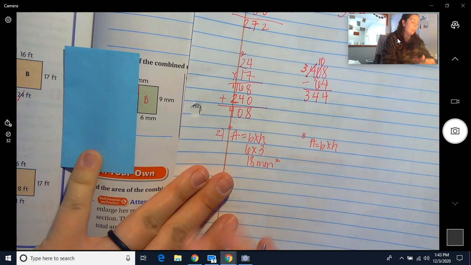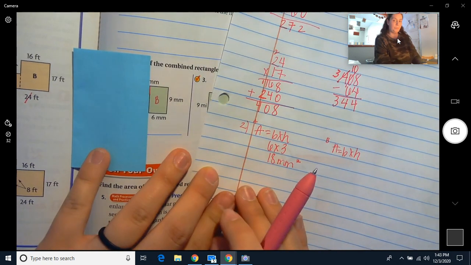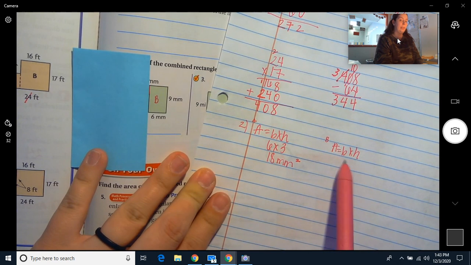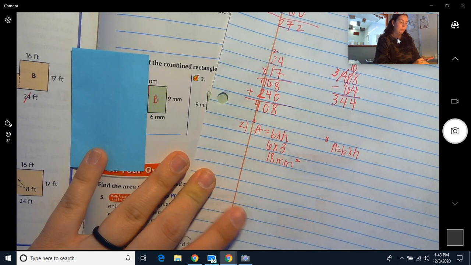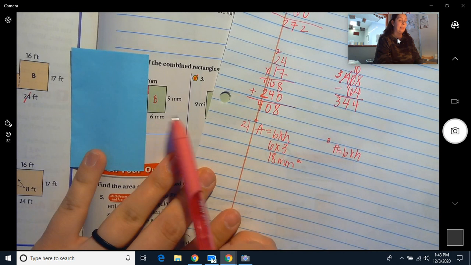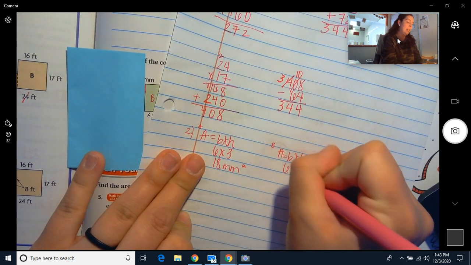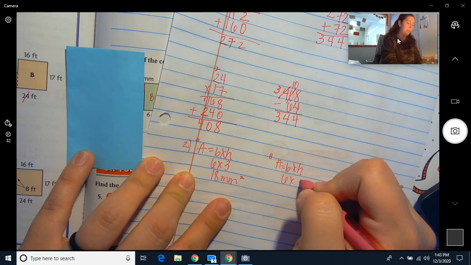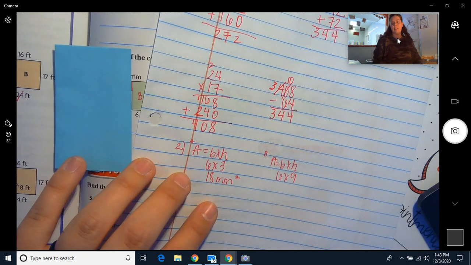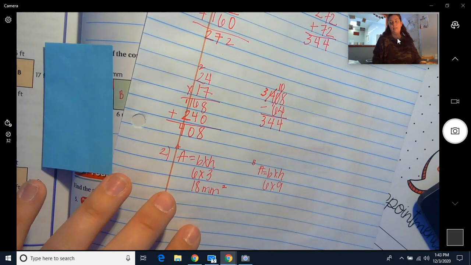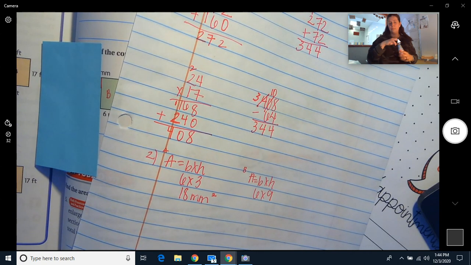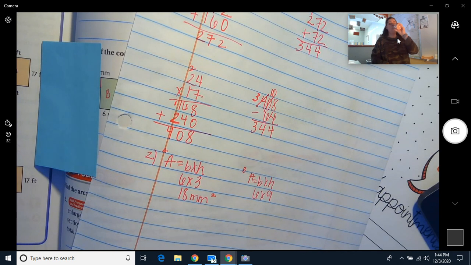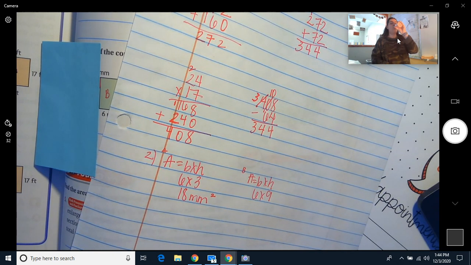Maria, since you volunteered earlier, I'm going to call on you this time. What numbers would I be multiplying for my formula? 6 and 9. 6 is my base. It's horizontal, so that's 6. 9 is my height, so 6 times 9. Maria, can you tell me what 6 times 9 is real quick? 60.